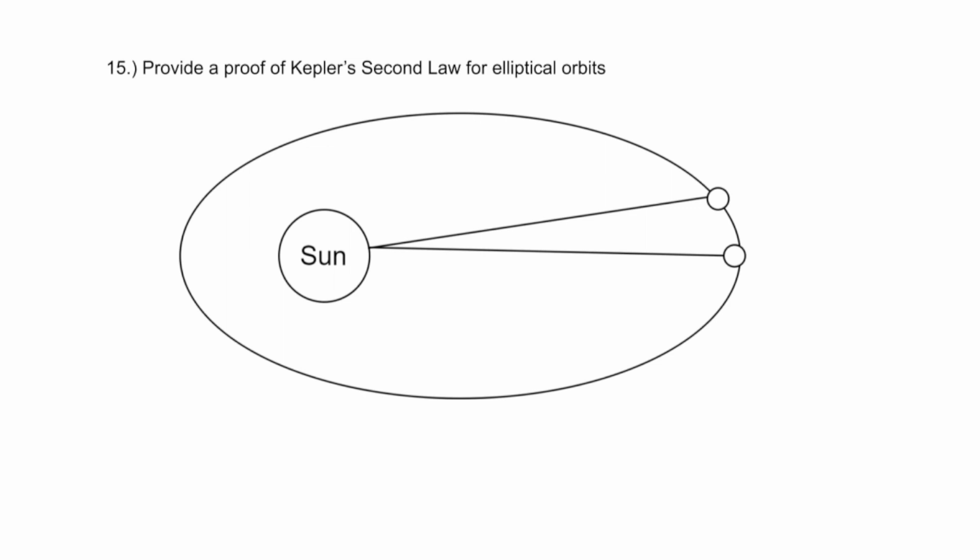We'll prove this one. Provide a proof of the second law. Well, Kepler's laws for elliptical orbits. We're just trying to prove that area is swept out at a constant rate. So let's find an expression for the area of this wedge and show that it increases at a constant rate.